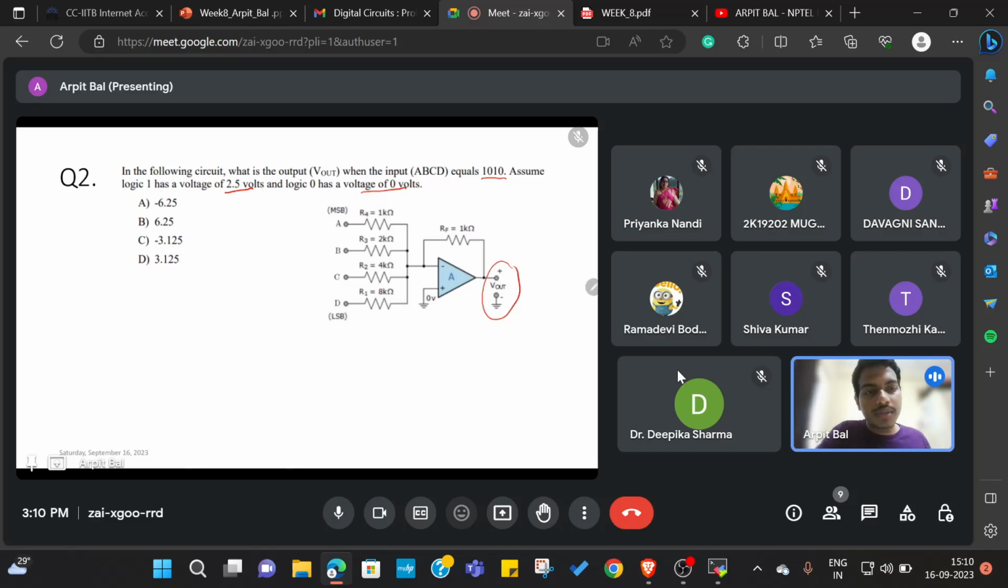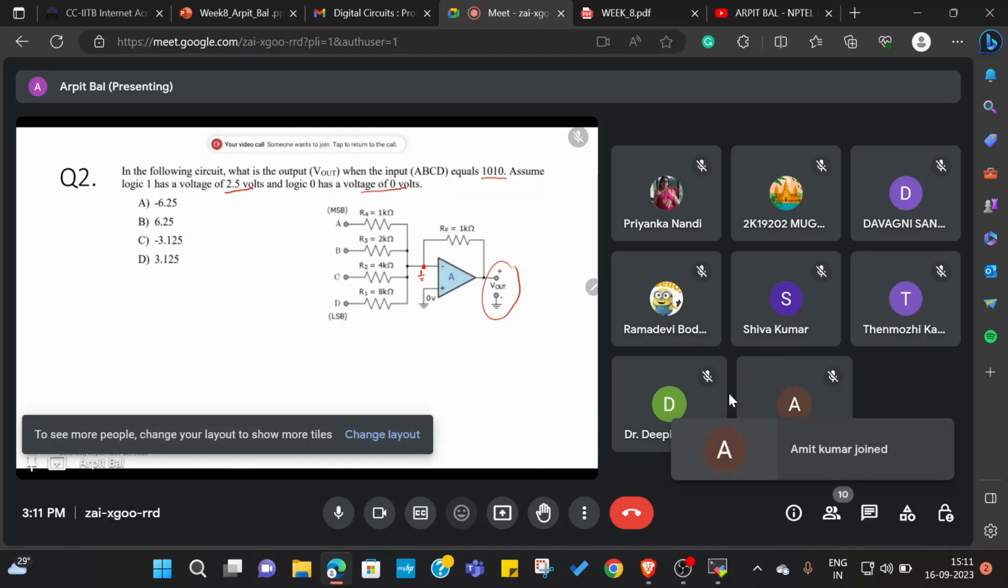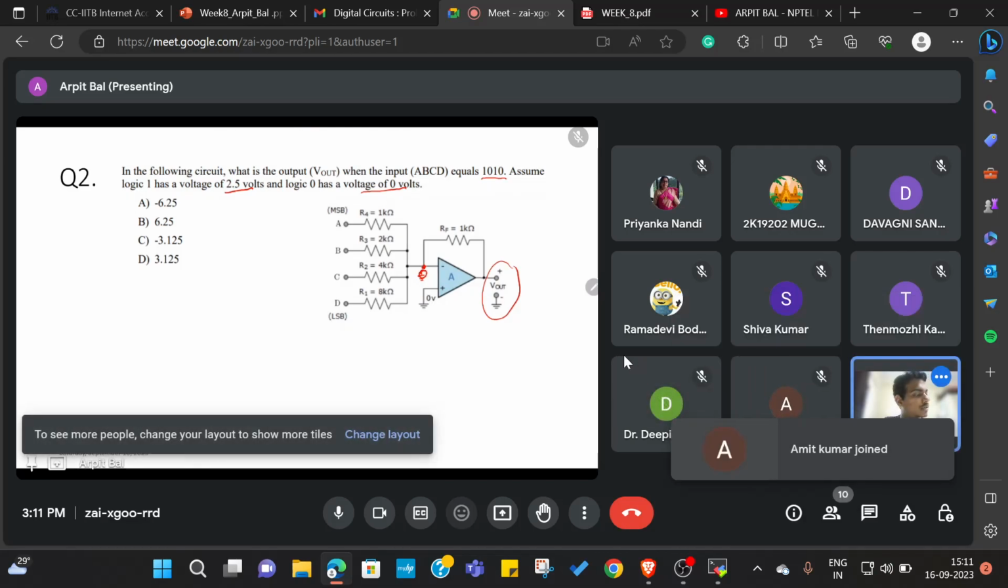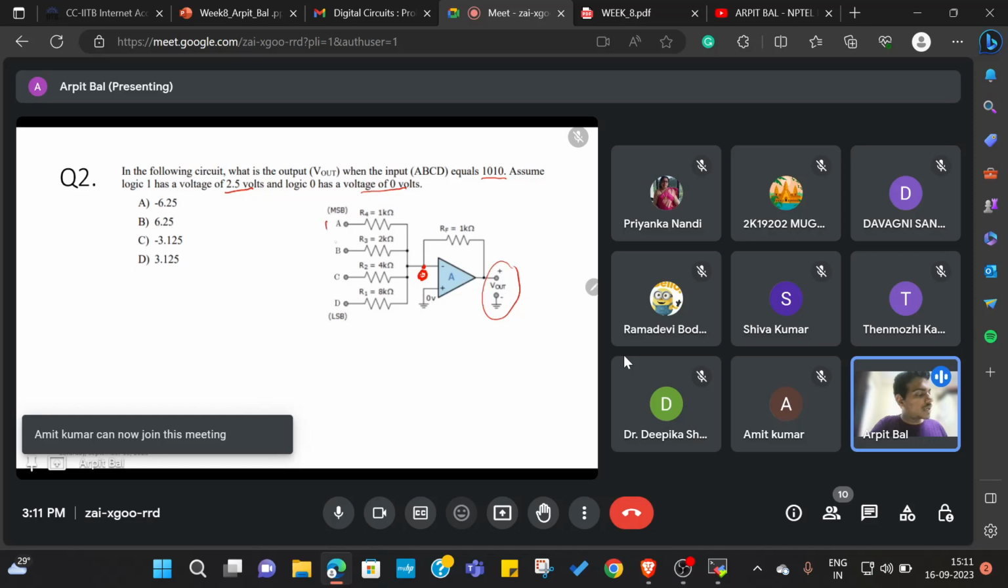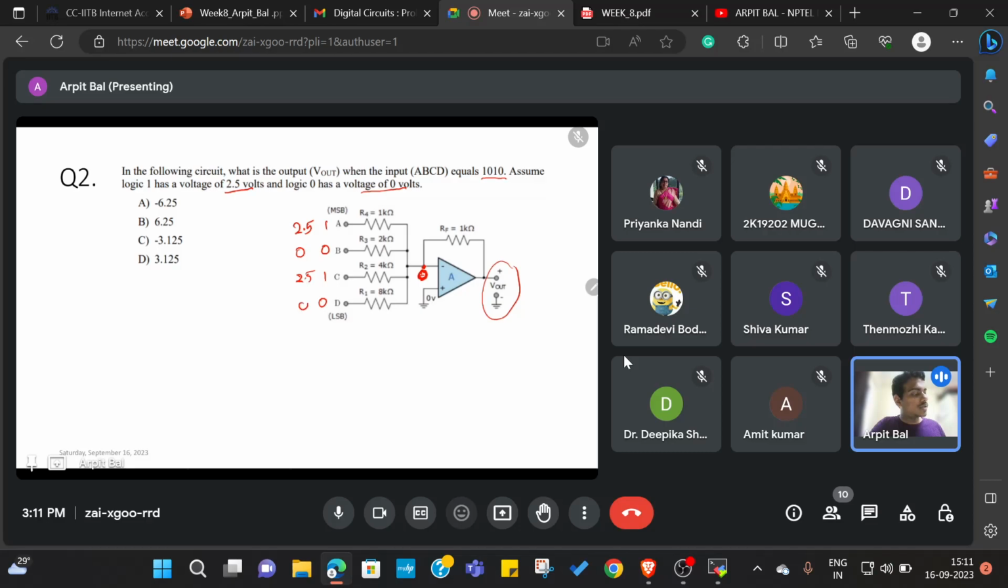While solving problems related to data converters, you have to assume that this node is a virtual ground, so you can assume that it is at 0 potential. We have the value 1 0 1 0. It means A is at a potential of 2.5, B is 0, C is 2.5, D is 0. Using that we have to compute V out. First I will go through the logical process, and second I will give you a shortcut, directly using the formula.